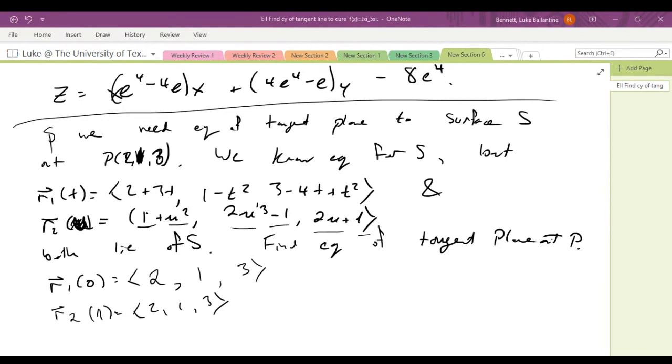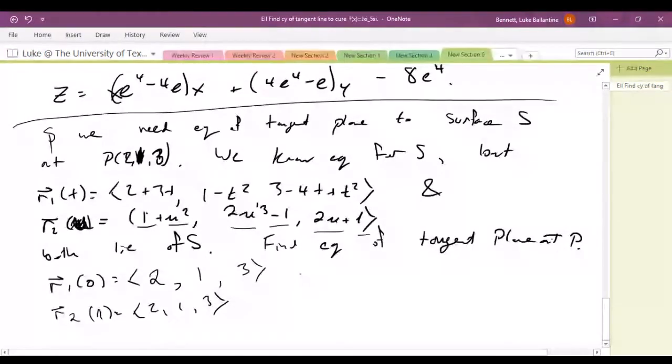And so if we take the derivatives of these two vector valued functions and evaluate at these t equals 0 and u equals 1 values, then we would have two vectors that are parallel to our plane. Then we would only need to take the cross product of those two vectors to find the normal vector and then plug it into our plane equation to find the equation of the tangent plane without even having to know S.